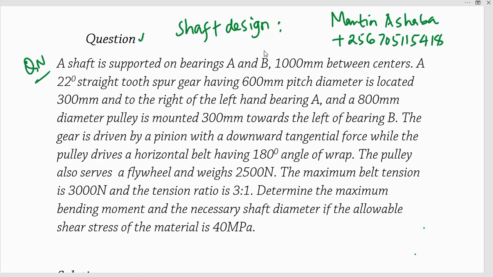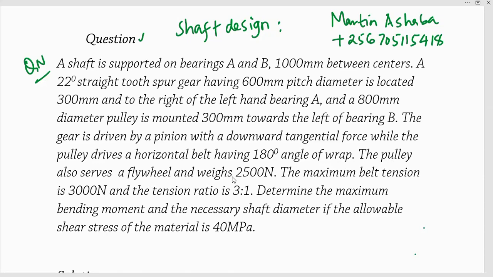In this video, we are looking at the design of machine elements, and our discussion is going to be localized to shaft design. A shaft is supported on bearings A and B, 1000 mm between centers. A 22 degree straight tooth spur gear having 600 mm pitch diameter is located 300 mm to the right of the left hand bearing A, and an 800 mm diameter pulley is mounted 300 mm towards the left of bearing B. The gear is driven by a pinion with a downward tangential force, while the pulley drives a horizontal belt having 180 degree angle of wrap.